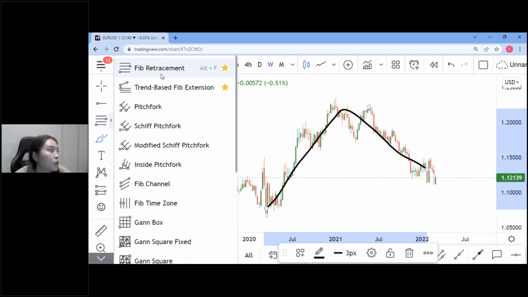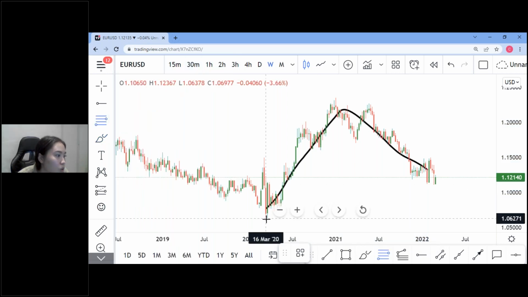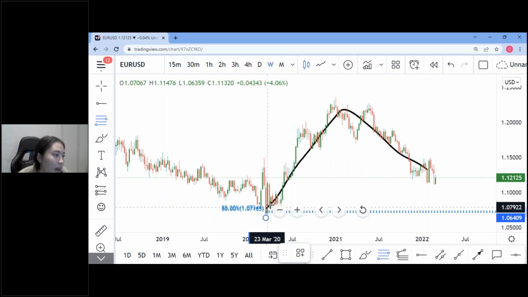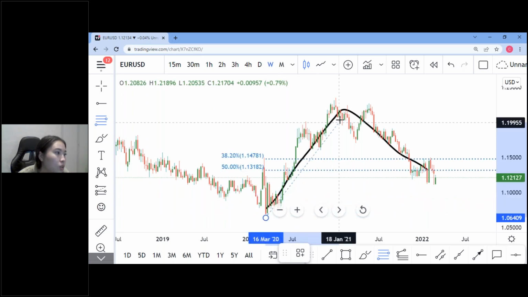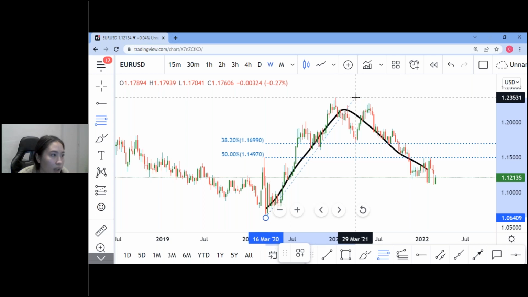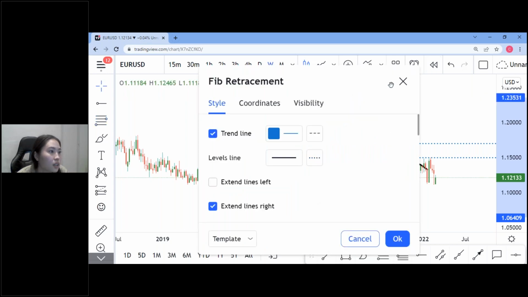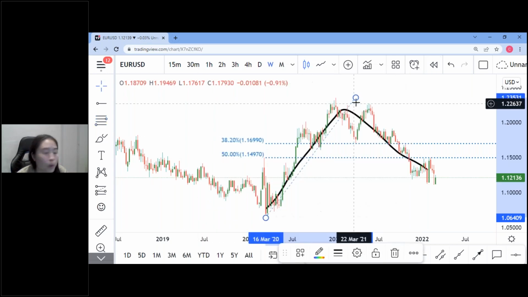Then you go to this part, the Fib retracement, or Alt plus F. Click on this, go to the lowest point of that V that you drew, the swing low, and drag this tool to the highest point that you see. Is everyone good with this? Let me know in the chat box, is everyone okay or should I repeat myself?